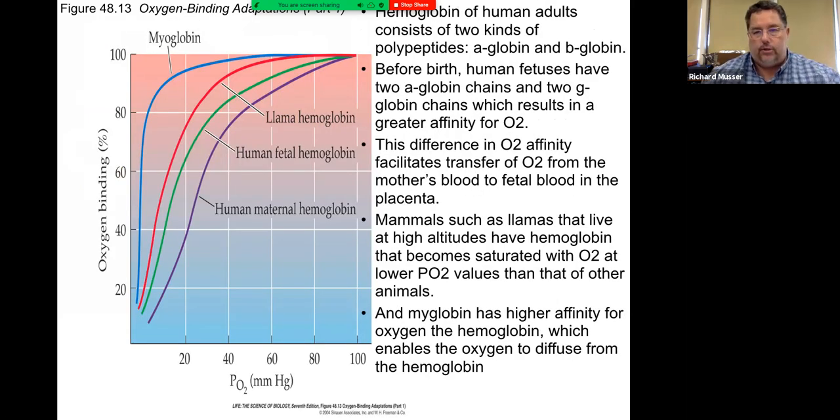So not all hemoglobin is created equal. As I mentioned earlier, fetuses have a different type of hemoglobin. They have 2 alpha globin chains and 2 gamma globin chains instead of beta, and that results in a greater affinity for oxygen. So human fetal hemoglobin has a much greater affinity for oxygen than adult hemoglobin, which has alpha globin and beta globin. So the gamma globin helps it to have more oxygen affinity and be able to pull the oxygen from the mother's blood. We call that a concentration gradient event that helps to do that.